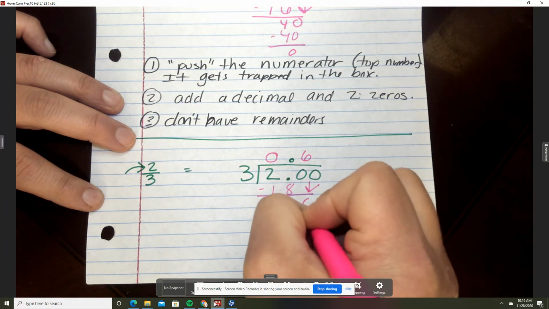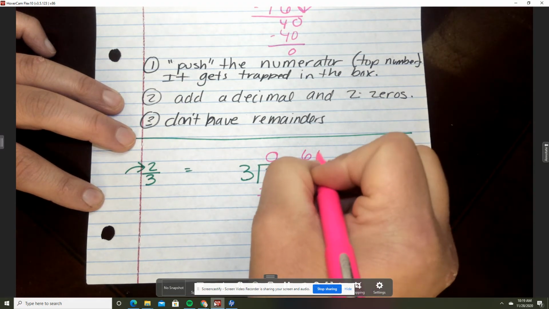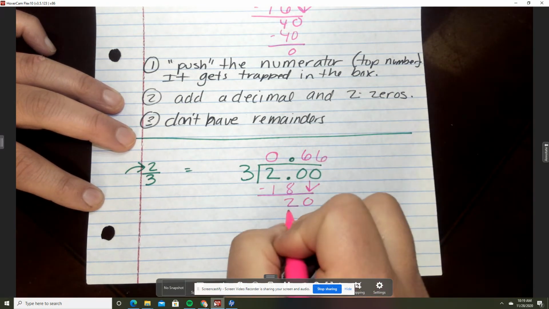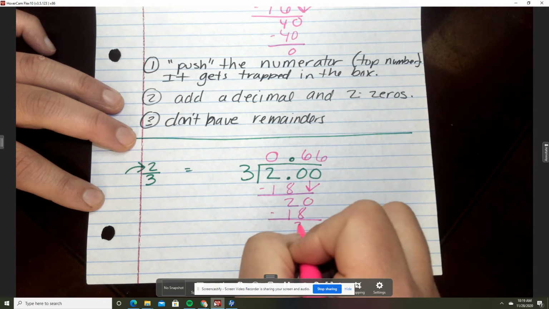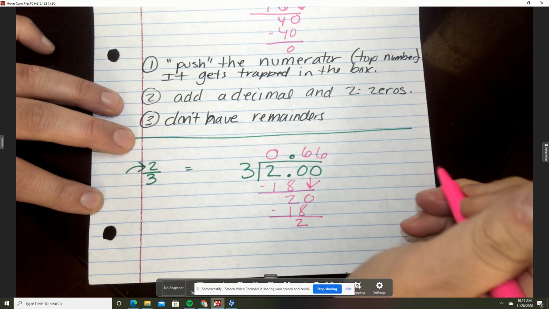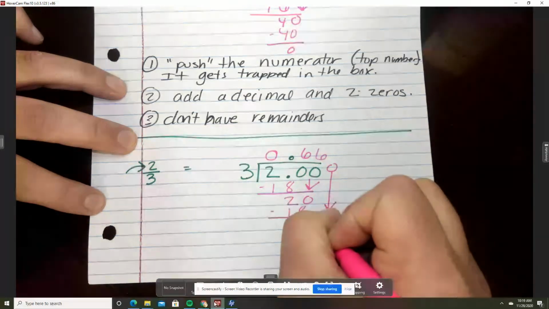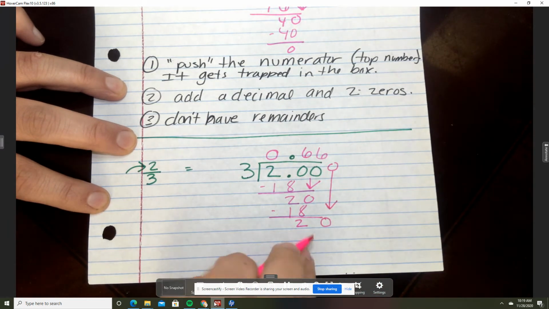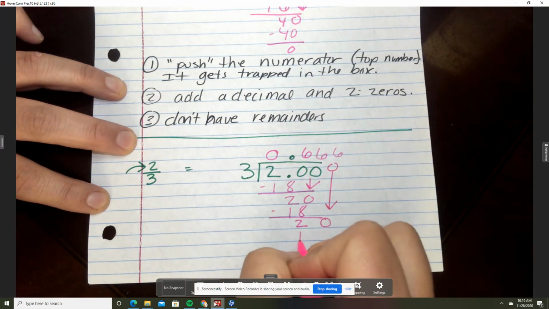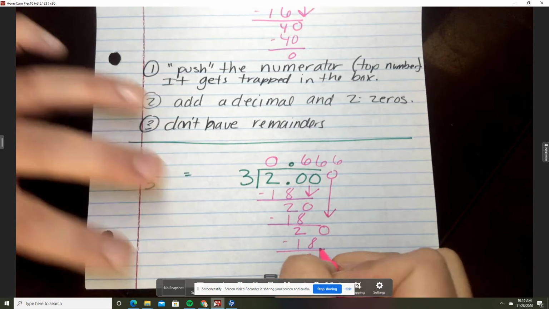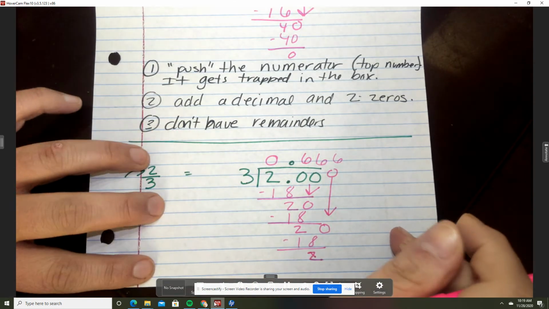Bring down my other 0. 3 goes into 20 6 times. 6 times 3 is 18. That's going to be 2. If I would put another 0 there and bring that down, I'm going to have 20 again, and so it's going to be a repeating number, okay?